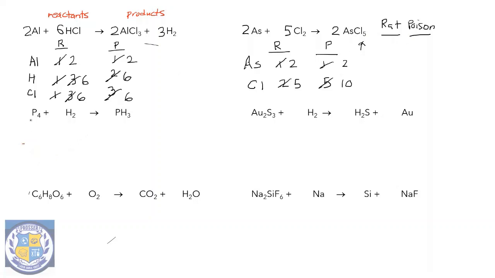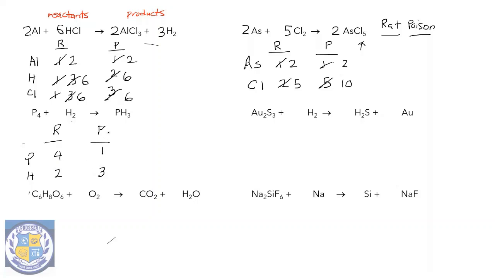Okay, what about the next one? We have phosphorus, a phosphorus molecule, tetraphosphorus, and then you have hydrogen gas, and you can make phosphine. Okay, so reactants, products. We have phosphorus and we have hydrogen. 4 phosphorus on the left, 2 hydrogen on the left, 1 phosphorus on the right, 3 hydrogen on the right.